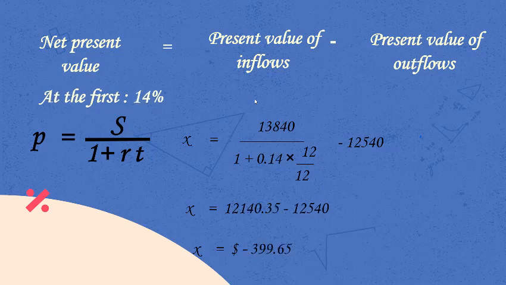Second, we use the rate of 14%. X equals 13,840 over (1 + 14% times 1) minus 12,540, then X equals minus $399.65. The sign here is negative. The sign of the net present value is negative.